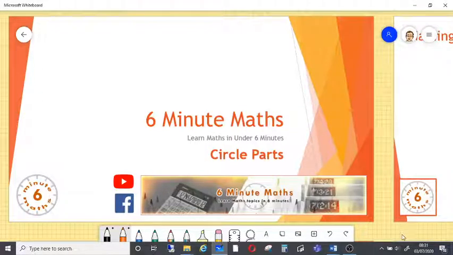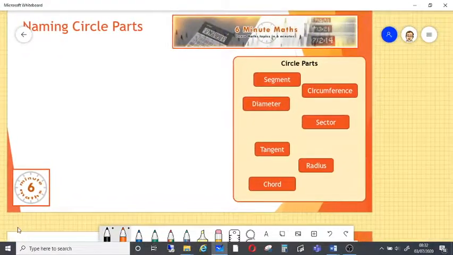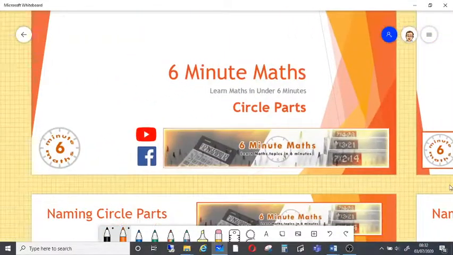Okay, so let's have a look at circle parts. They've all got different names. So we've got things like the segment, the circumference, the diameter, the sector, the tangent, the radius, the chord, the midpoint. That's not on there. There's a few more. Let's have a look at the first few. So let's get going.